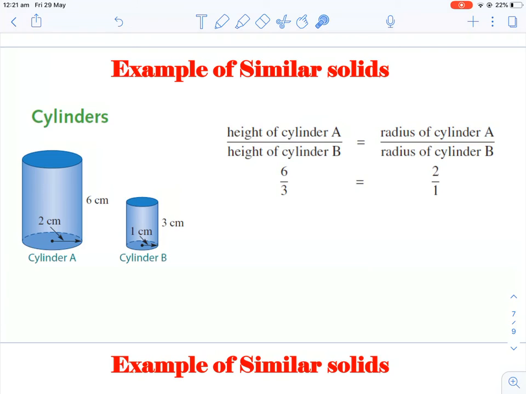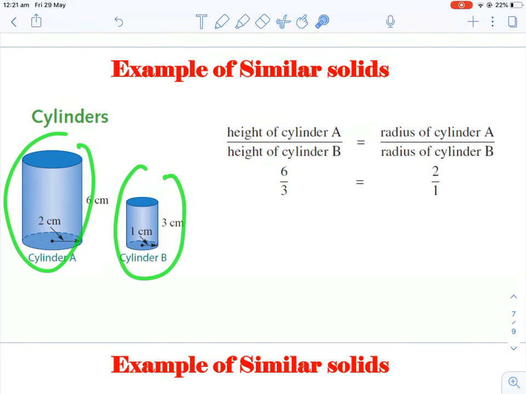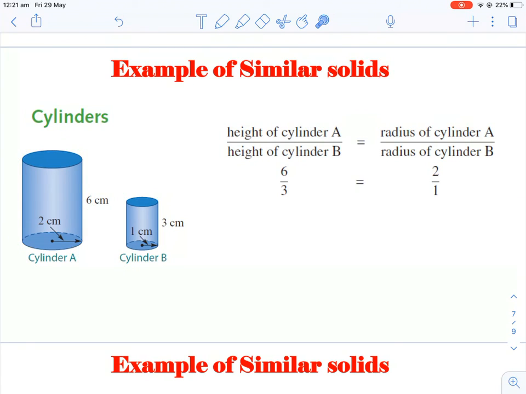Same here with the cylinders. For example, if this one is the origin and this one is the image, to conclude if they are similar or not, I'm going to find the ratio of the height, which is 6 over 3, which is 2, and the ratio of the radius, which is 2 over 1, equal 2 as well. So they both equal 2. So these are similar figures.